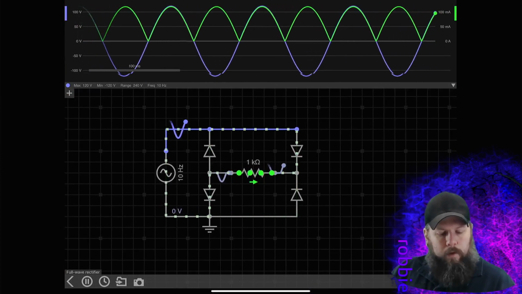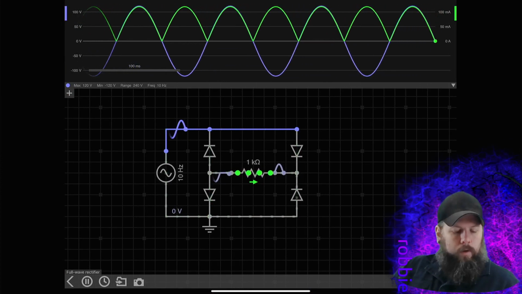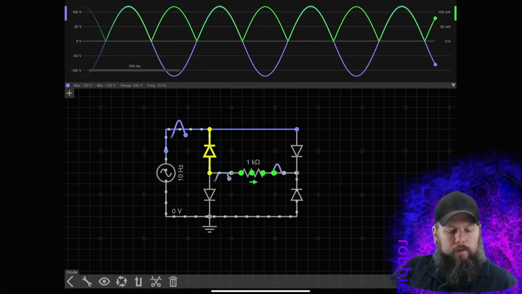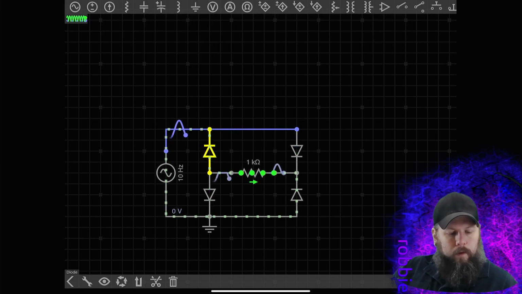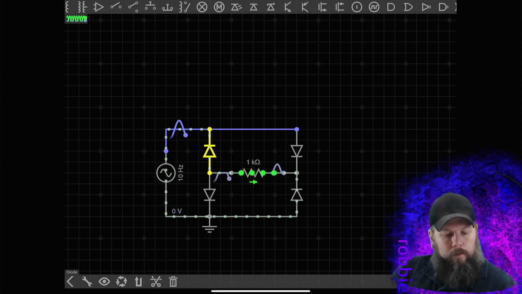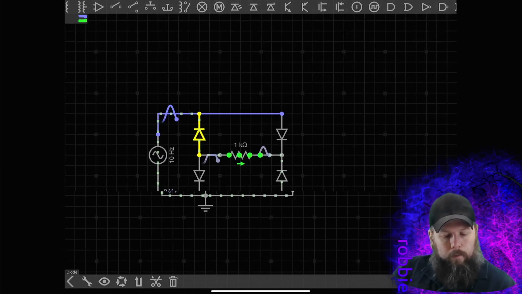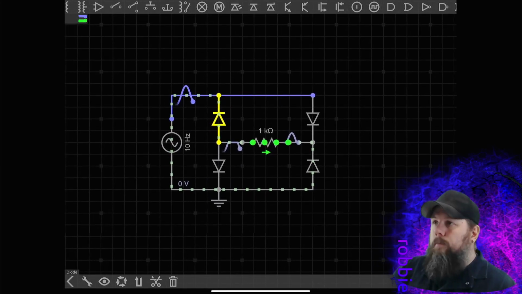Okay? Like on a previous module, I showed you where to get the diodes from. Like, we look up here, and this little center one right here is a diode. Okay? We can put that in the circuit.